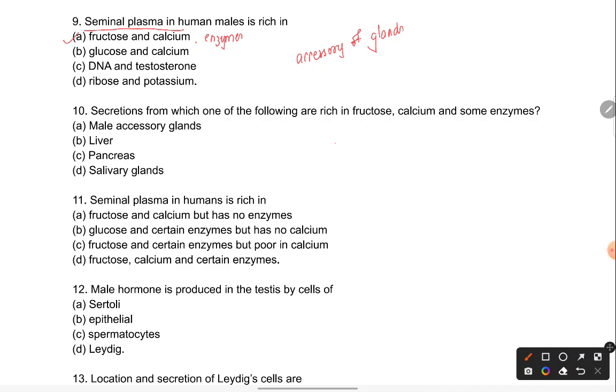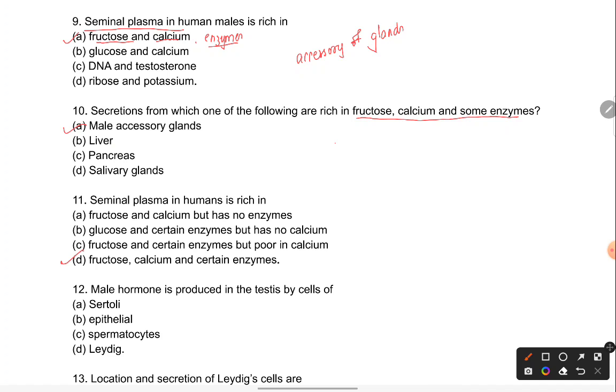Question number 10. Secretions from which one of the following are rich in fructose, calcium and some enzymes? Same question in another way. What is the answer? Male accessory glands. Okay. Yes. Then question number 11. Seminal plasma in humans is rich in, again, what all components are there? Fructose, calcium and some enzymes. So which is the correct answer? Fructose, calcium and certain enzymes. D is the correct option.